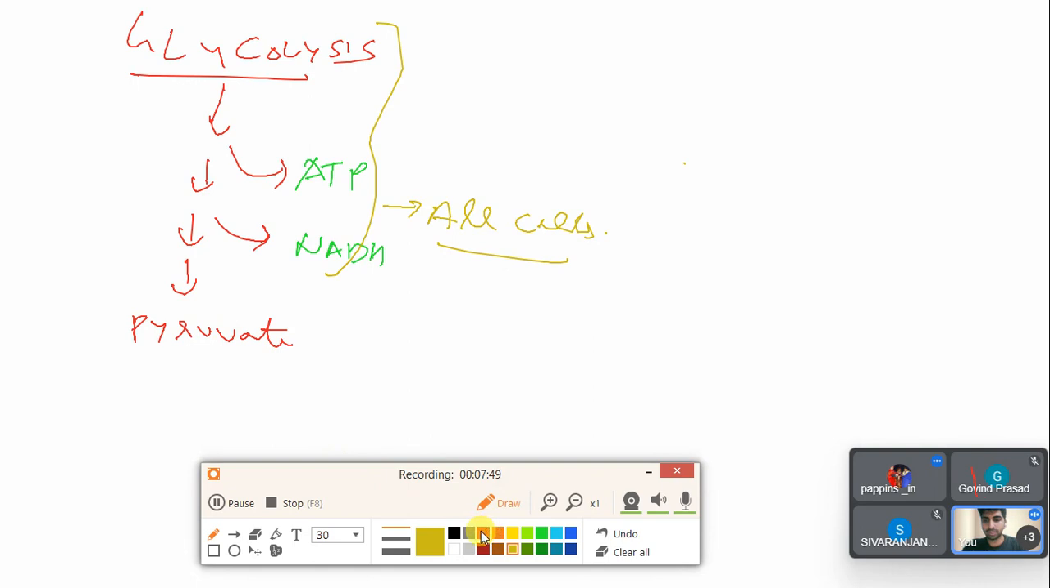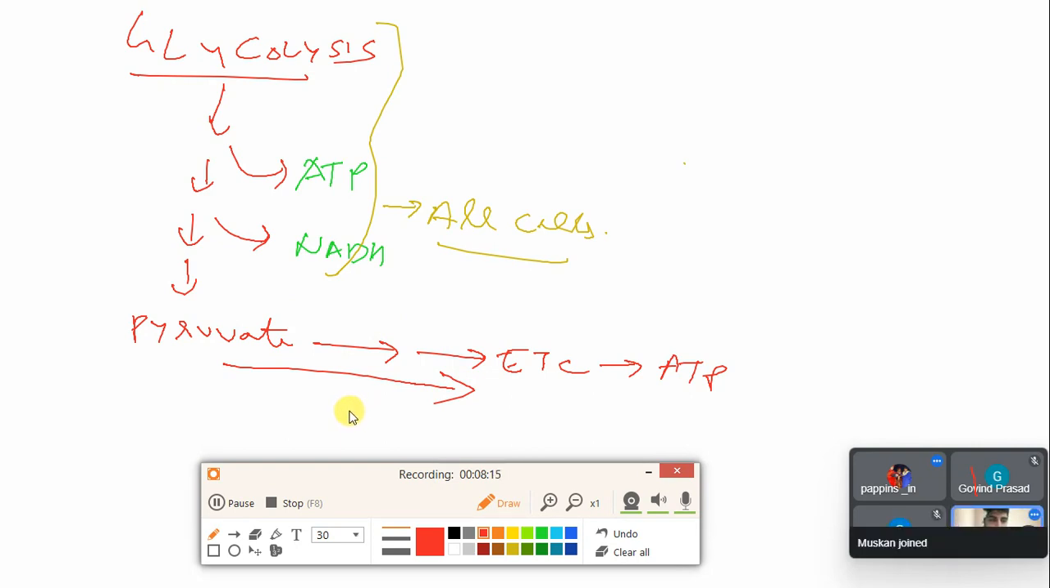Now this pyruvate goes to the electron transport chain, and then we get more energy, right? So what are the two main requirements for this process to occur? What does the cell need to perform the electron transport chain? From this pyruvate, it goes to the electron transport chain and we get a lot of energy. What are the basic two things that the cell needs in order to perform this reaction? Anyone?